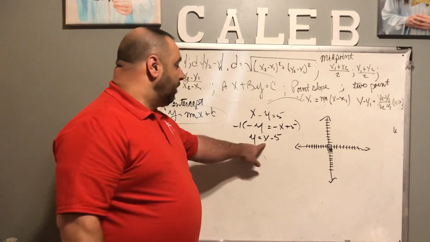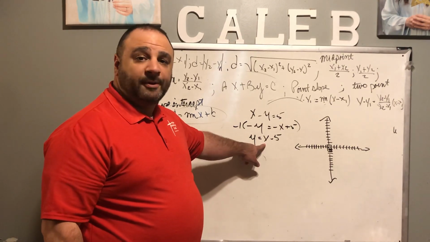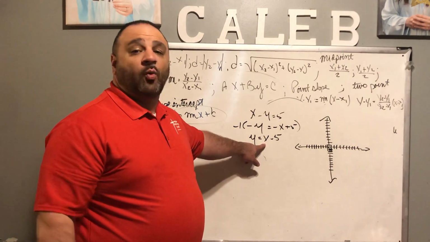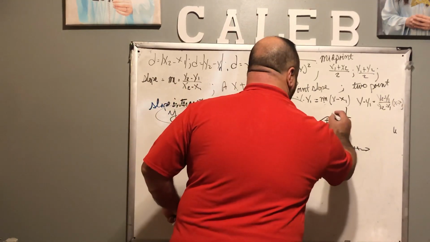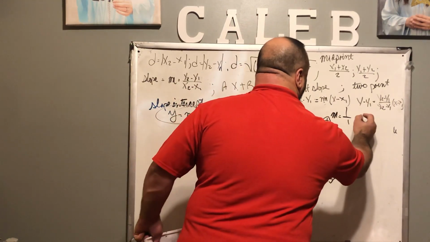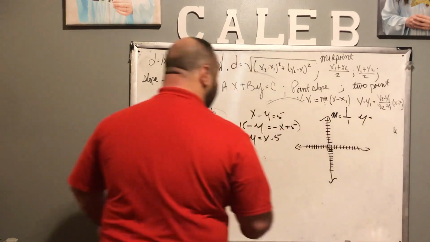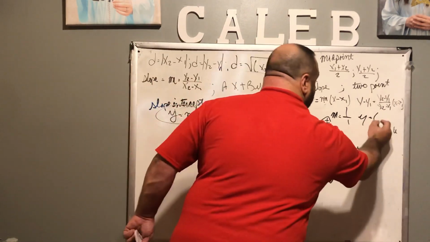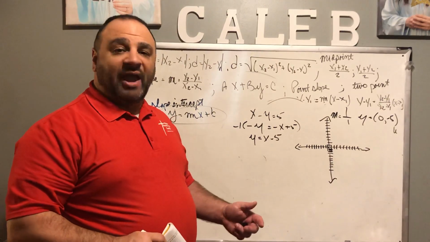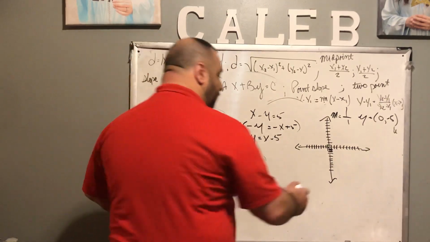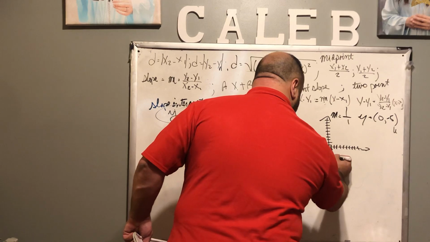Now, from here, what's our slope? 1 over 1. It's 1, right? So our slope would be 1 over 1. Okay, and our y-intercept would be 0, negative 5. And that's where we begin our graph. So 0, negative 5 would be here on the graph. So 1, 2, 3, 4, 5.